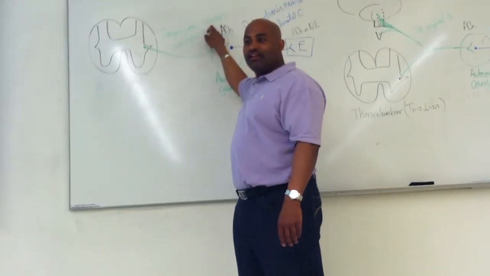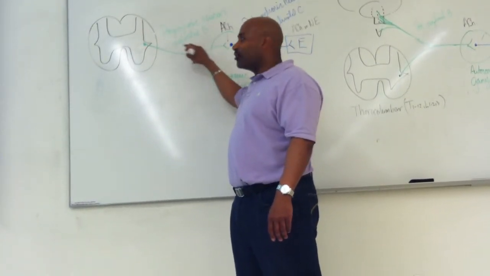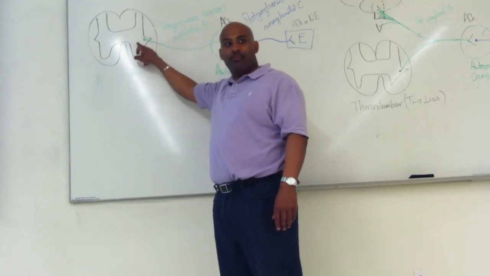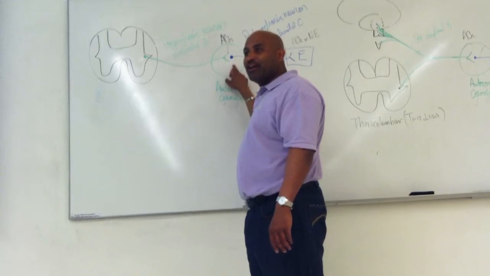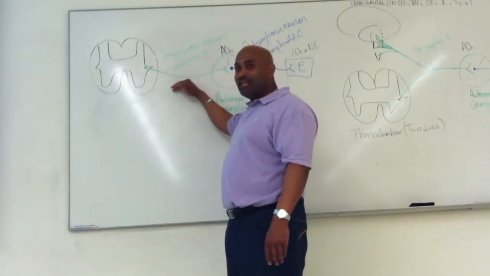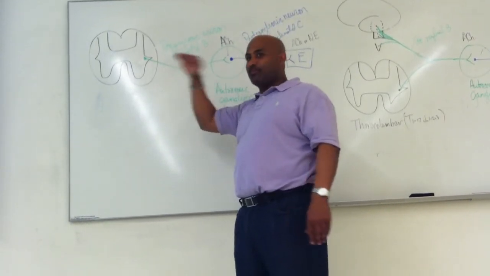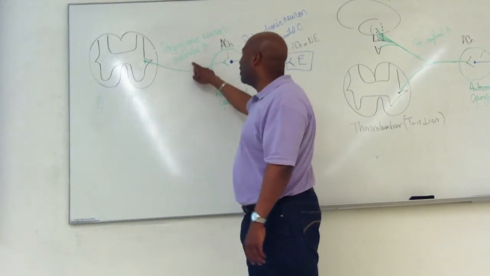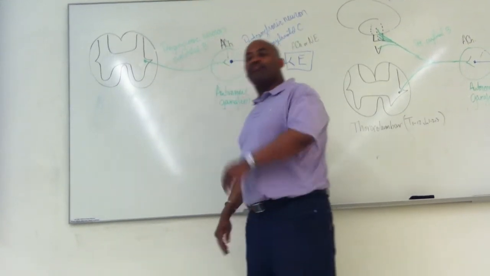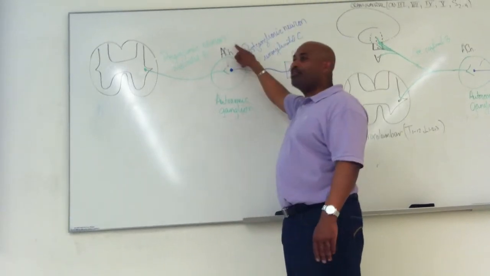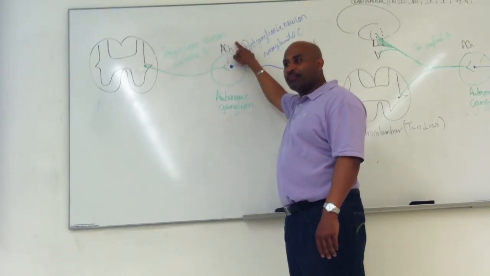These are preganglionic neurons. Okay? So their cell bodies are located somewhere in the CNS, and they extend out and synapse in the autonomic ganglion. The preganglionic neurons, whether they are sympathetic or parasympathetic, are always myelinated B fibers. The preganglionic neurons, no matter what, always use the neurotransmitter acetylcholine.